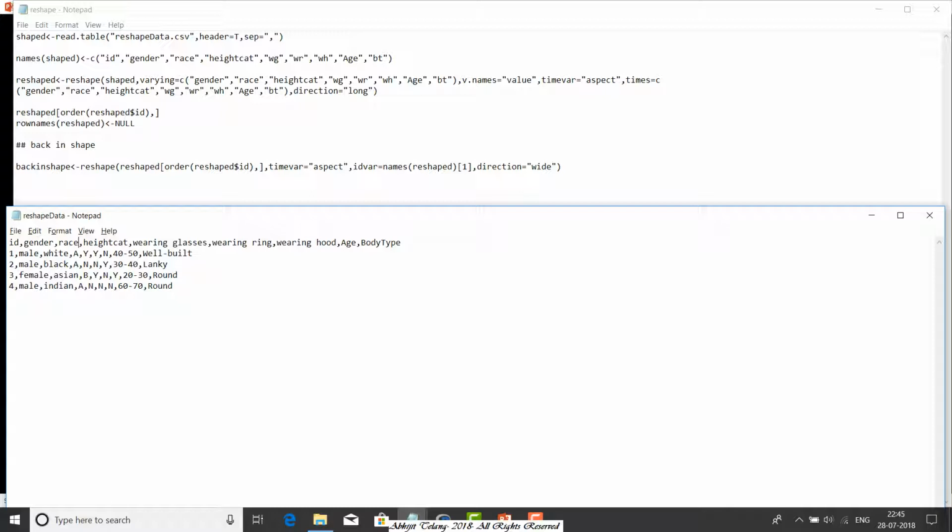ID is the identification of a given person. Gender is whether the person is male or female. Race, height categories, whether a person is taller or shorter than a given number of feet, for example, could be 6 feet, 5 feet, and so on. Whether the person was wearing glasses, whether the person was wearing a ring, wearing a hood, what could be the approximate age bracket, and what is the body type.